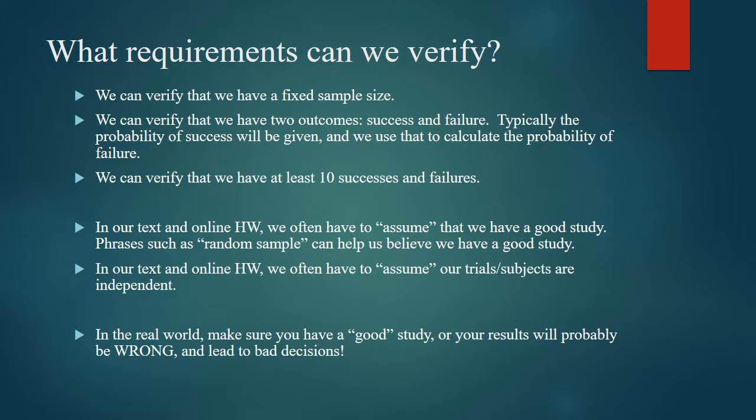In the text and online homework, we usually have to assume that we have a good study. We're not told all the details. If you see phrases like random sample, stuff like that, that can really help you out and help you believe it's a good study, but a lot of times we can't be sure. We also are going to need to assume that our trials or subjects are independent. A lot of times that's not given to us either. So we just need to make some assumptions.